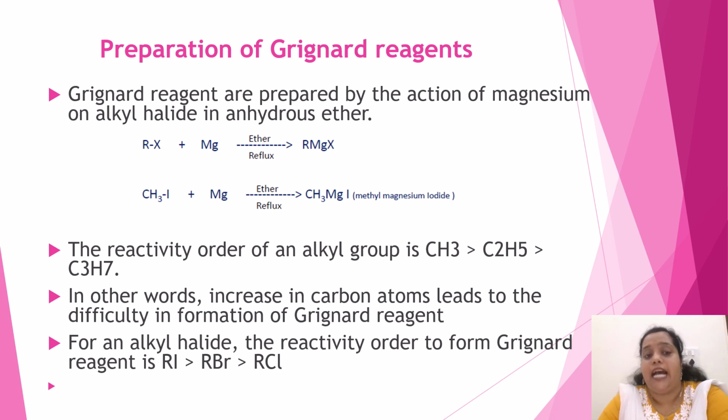So here, if you see, you take RX, react it with Mg, and reflux in the presence of anhydrous ether to form RMgX, where R can be a methyl group or any alkyl group. Now, the reactivity order of the alkyl group decreases from methyl to C3H7, that is, bromide. In other words, an increase in carbon atoms makes formation of the Grignard reagent more difficult, whereas the reactivity of halides again decreases from iodine to fluorine.